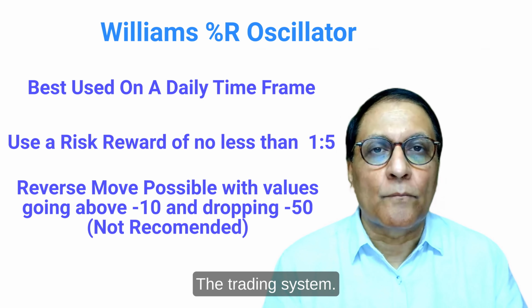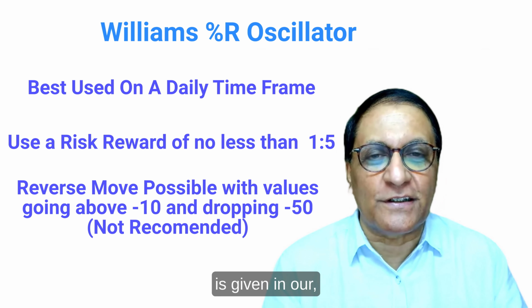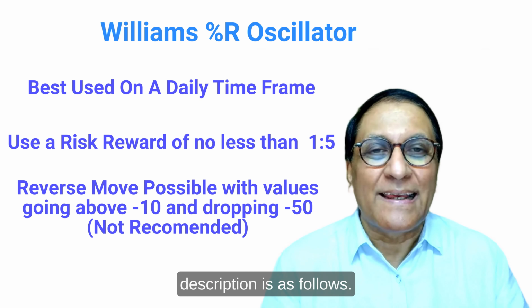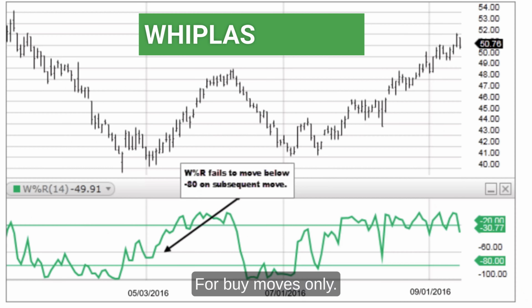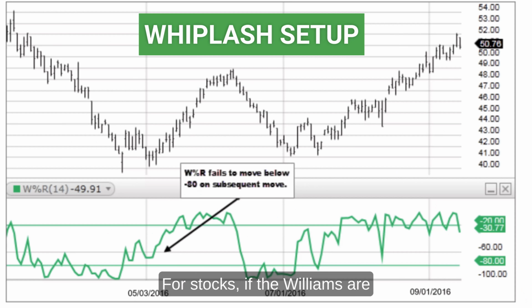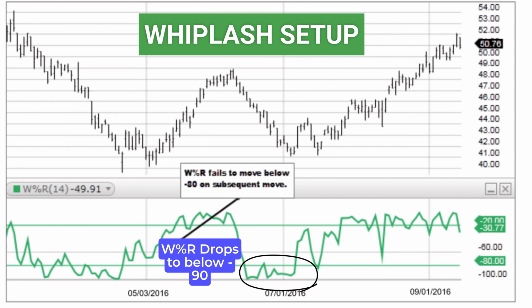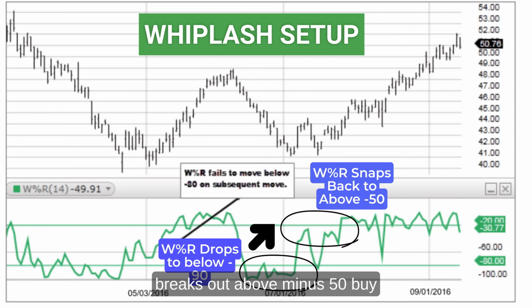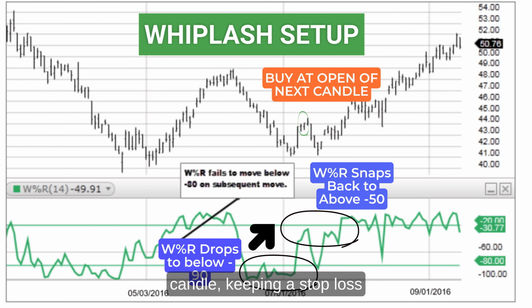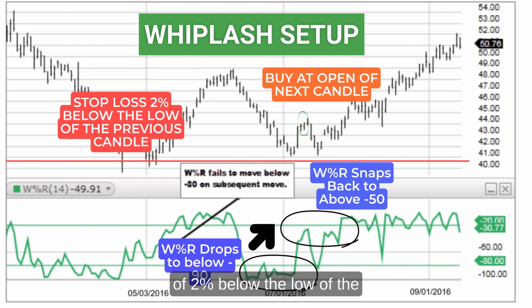The trading system, the Pine 6 code of which is given in our description, is as follows for buy moves only. For stocks, if the Williams R spikes below -90 and then within 5 candles breaks out above -50, buy on the open of the next candle, keeping a stop loss of 2% below the low of the previous candle with a target of at least a 10% move from the entry.